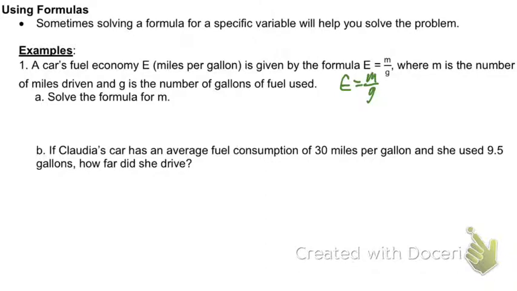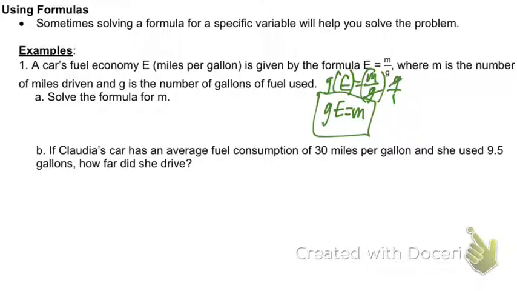So we're going to multiply both sides by G. Sometimes it's helpful for us to think of this as G over 1. What's going to happen with the G's on the right-hand side? Cross reduce. Tony, you're nailing that. G times E. Do we know what G times E is? No, but can we write it? You betcha. G times E is equal to M. Is M by itself? Yes, we have our answer. We solved the formula for M.